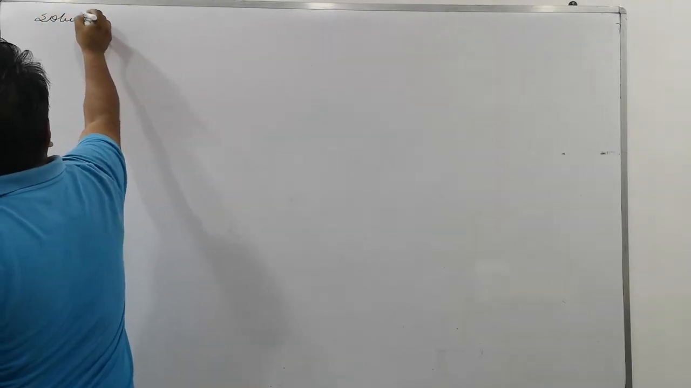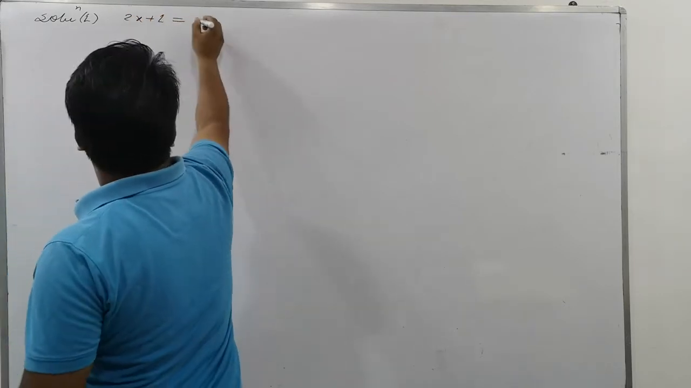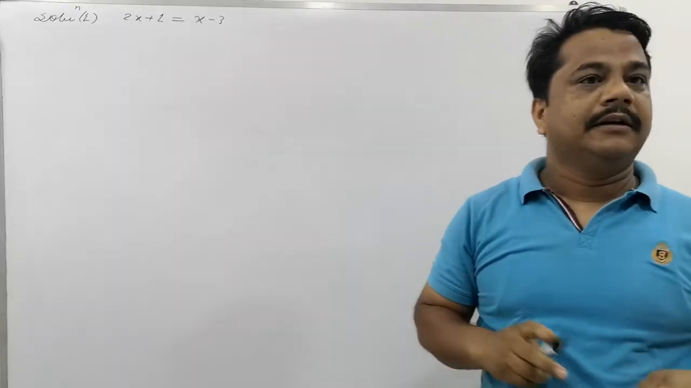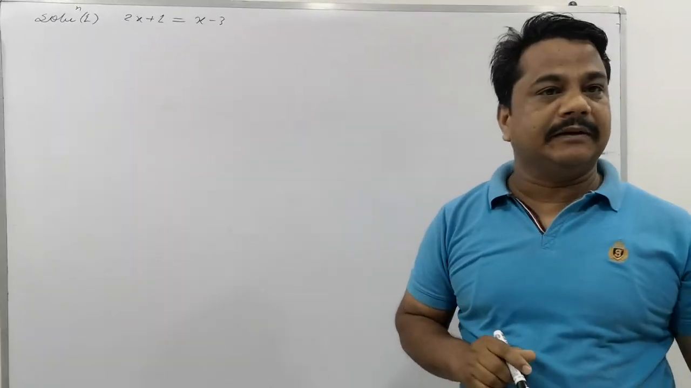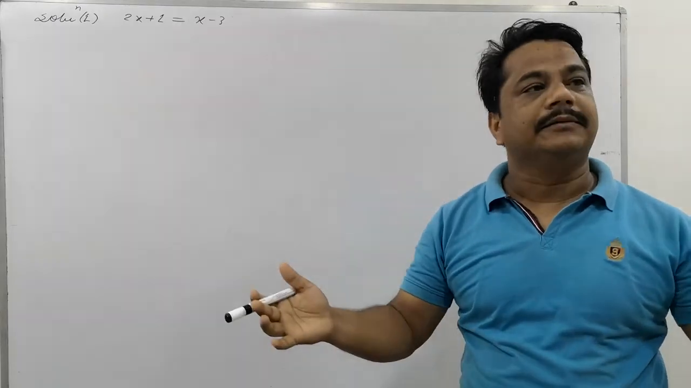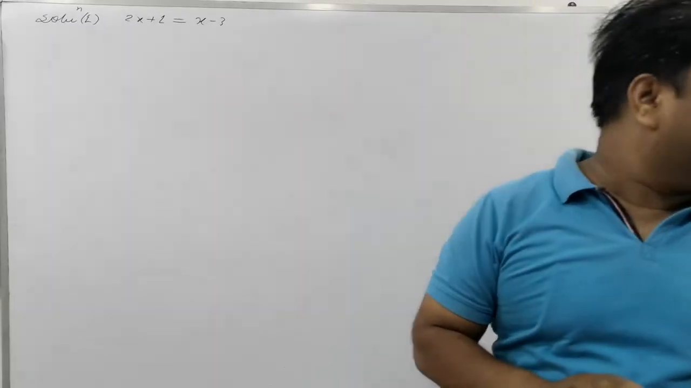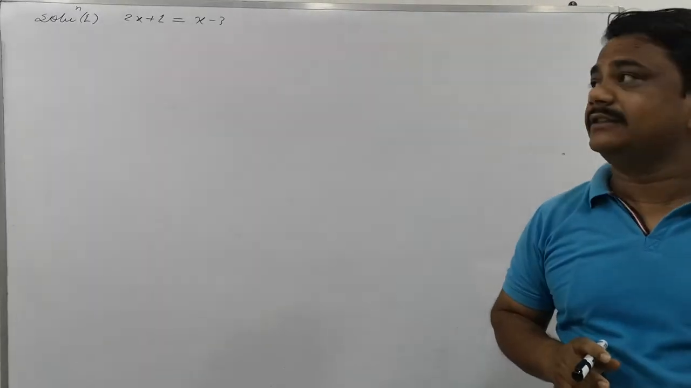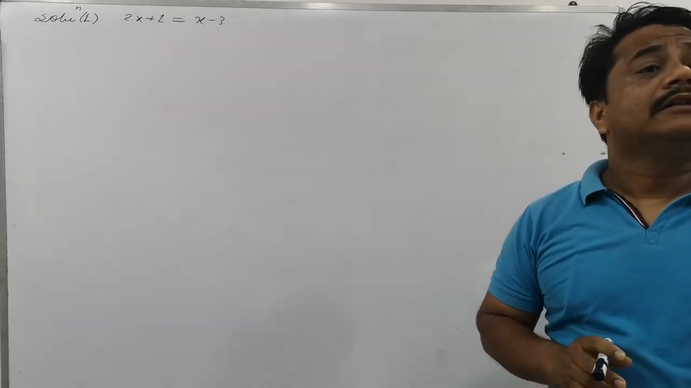Just like I'm writing here, 2x plus 1 is equal to x minus 3. This is a typical relationship. It's appearing clearly on the screen right now. So 2x plus 1 is equal to x minus 3. This is an equation, a relationship between two terms. One term is written to the left and the other term is written to the right. And the questioner is saying to solve the equation and represent them on a number line and on a Cartesian plane.